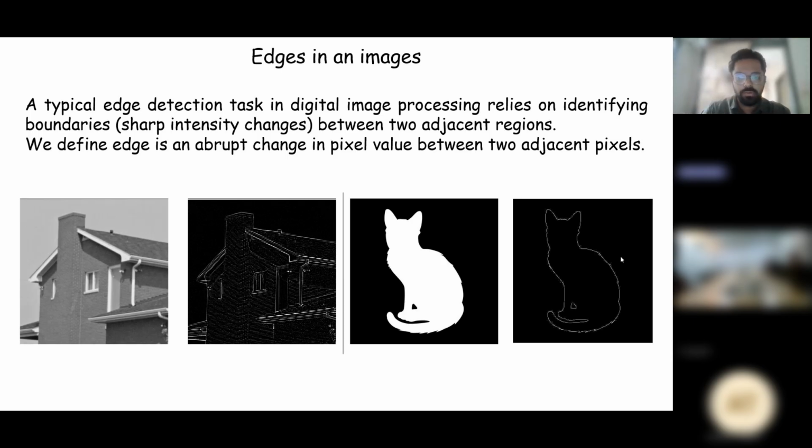For example, on the right side, the cat silhouette image is just a binary image. It's either black or white. In the last image, you see there is an outline on the boundary of the cat. This is because there is a sharp change between these two pixel intensities, and since this is a binary image, it's quite easy to detect the edge. But if we have a grayscale image, for example on the left, there are many shades of gray, and now we need to detect an edge in it.